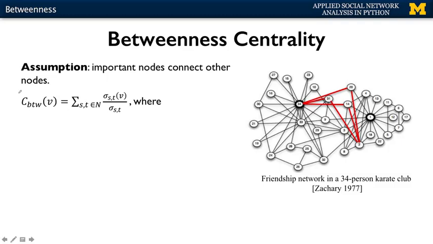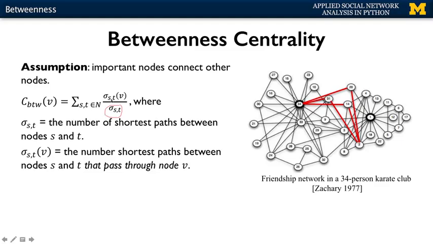The way we're going to measure the betweenness centrality of a node V is by taking nodes S and T and finding all the shortest paths between nodes S and T. That we're going to call sigma ST. Sigma ST is going to be the number of shortest paths between nodes S and T. And then we're going to look at how many of those shortest paths actually contain node V in the middle. That's this value here. So sigma ST is the number of shortest paths between nodes S and T, and sigma ST of V is going to be the number of shortest paths between S and T that contain node V.